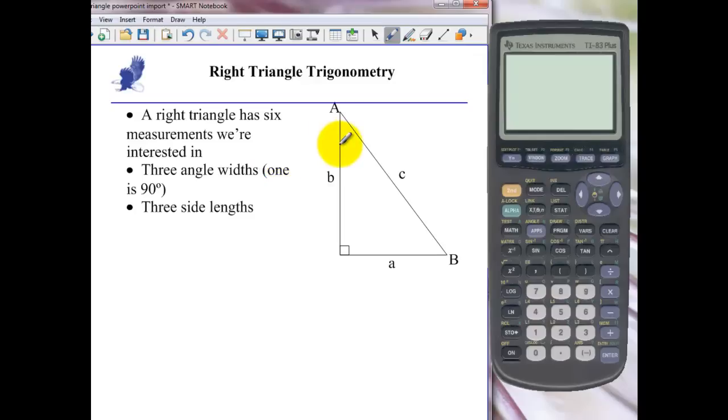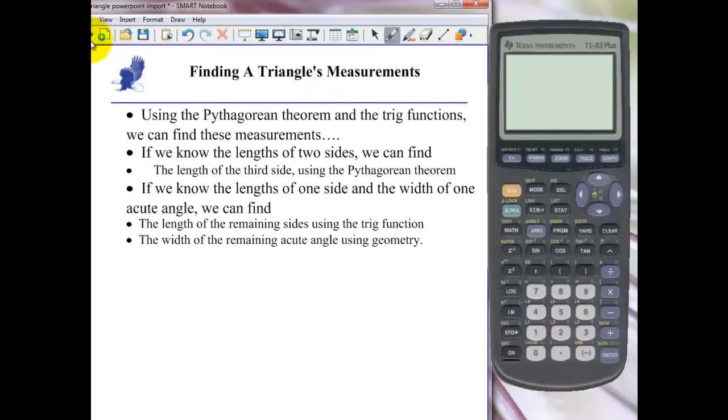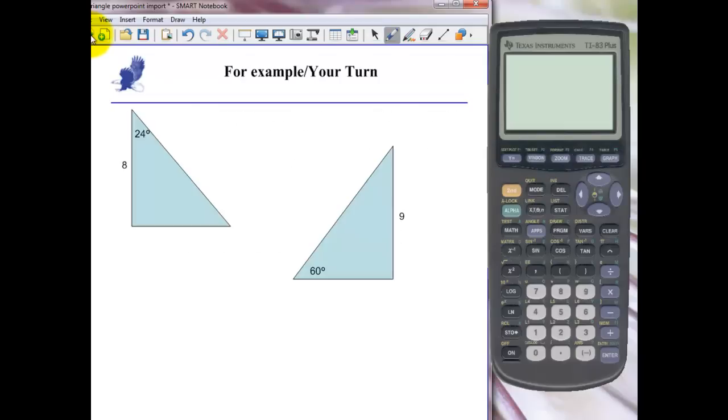When we're working on right triangles, we already talked about this, so this is just the labeling, so I think we can skip over this slide. And when we're solving triangles, we may be using the Pythagorean theorem to find a missing side if we know two sides. And if we know one side and an angle, we'll be using the trig functions to find the missing information. So let's solve a couple triangles here.